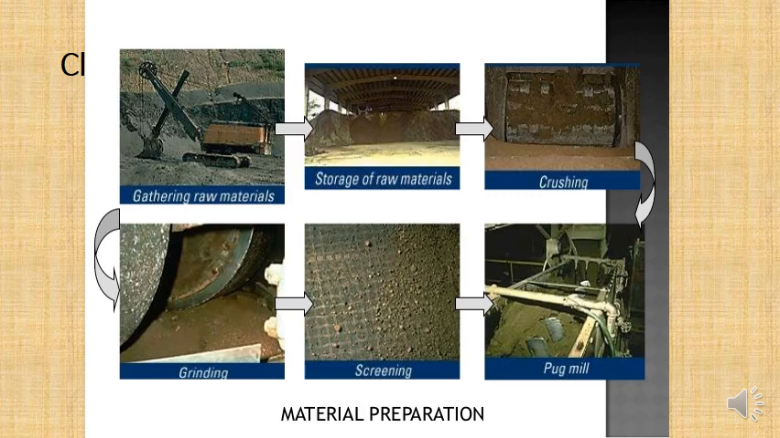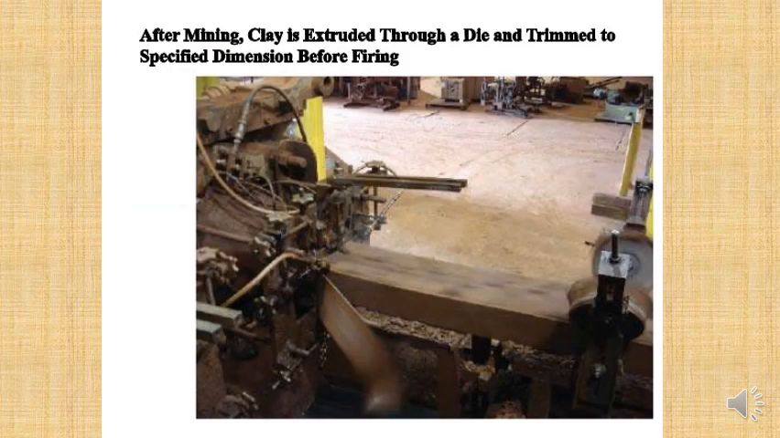Sorry, those arrows aren't really that correct. So you go from top left to top right, and then from top right to bottom left to bottom right. So here we've made it into this thick, gooey paste at the pug mill. Now, after doing that we actually start shaping the clay into a brick.